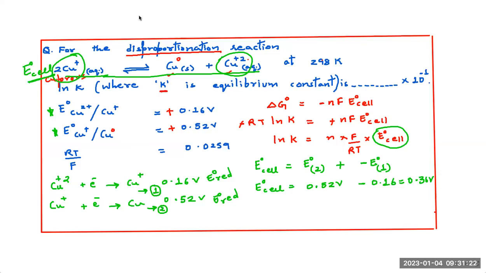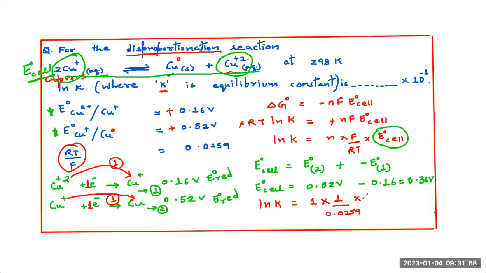Now we go back to our data. Natural log K is equal to the number of electrons involved in the reaction, which is just 1. You can see here 2 to 1 is 1 electron difference and 1 to 0 is again 1 electron difference, so 1 electron is involved in each case. Into RT by F is given to me, but I want F by RT, so I just substitute it as 1 upon 0.0259 into E naught cell. I found 0.36 volt.